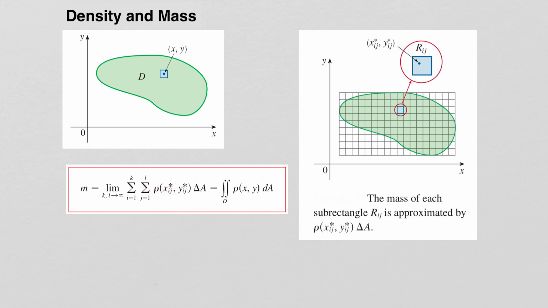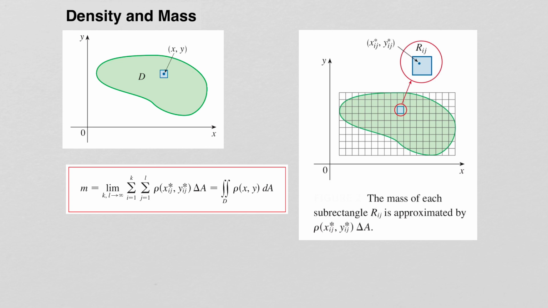This is particularly useful if you imagine a flat object that has a particular shape that is irregular in terms of its density as you move around in that shape. If that is the case, then at a particular point, it could be heavier than at another point.